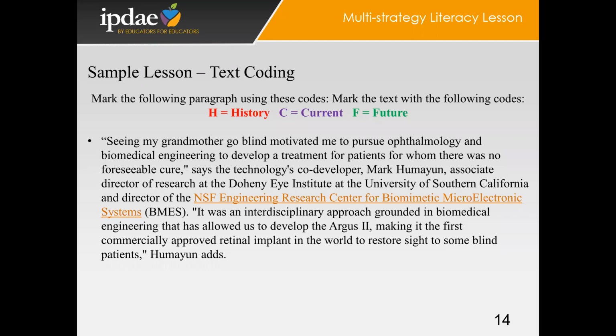You may even see more than one code in one sentence. It happens for sure. Good point, Corey. Foreseeable future. Yep. That's good, James. Thank you. Says the technology current. Absolutely. He's saying it right now. Develop the Argus. Yep. Current. And that's the point. We'll talk more about that in a minute. But yes, I would say so too. It was, has allowed history. Absolutely, Carol.